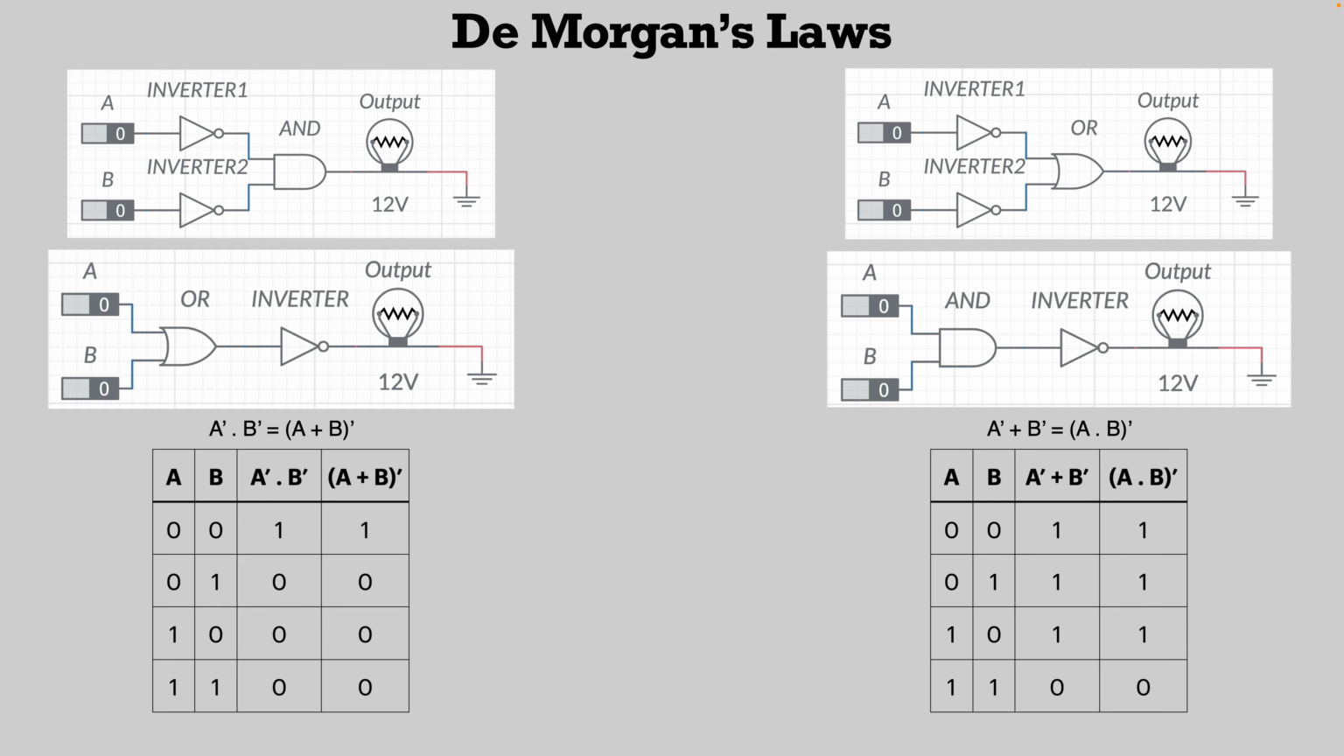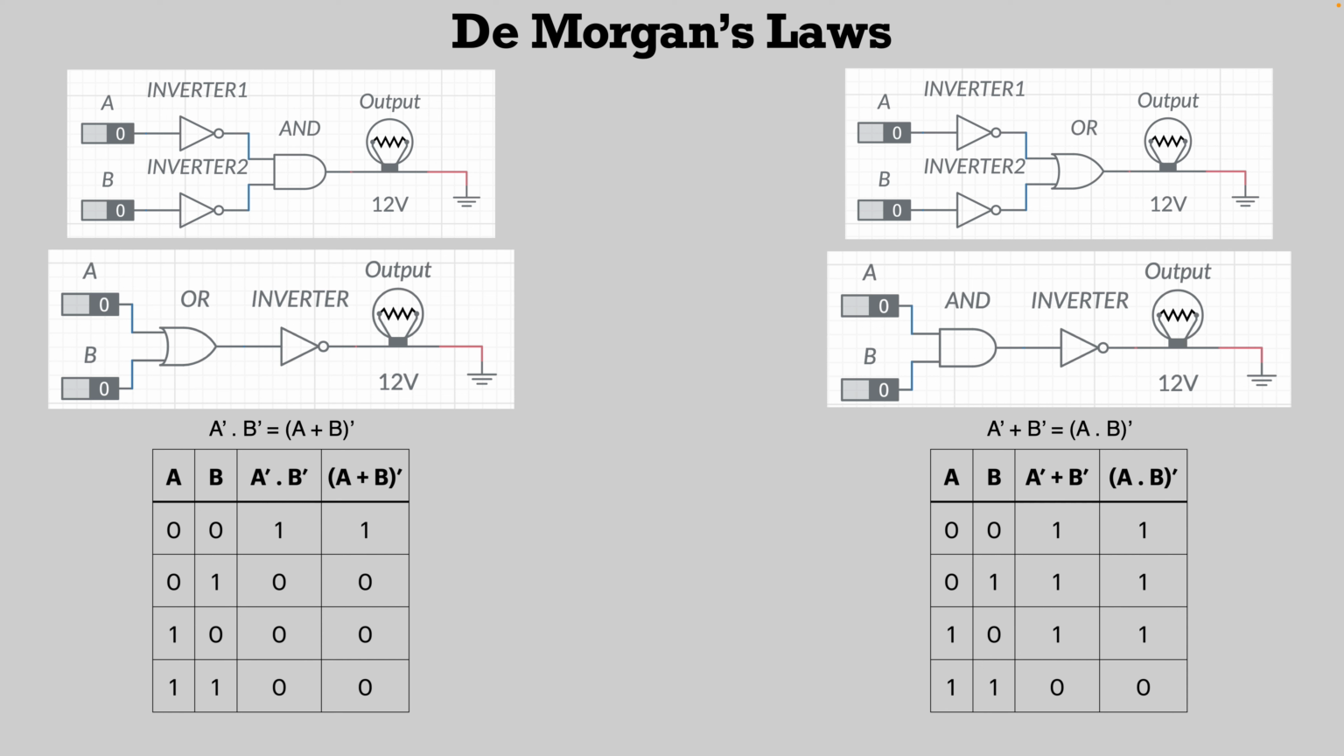And that brings us to De Morgan's laws. With De Morgan's laws, you're basically inverting a whole expression. When you invert the expression, not only are you inverting the variables A and B in this case, you're also inverting the sign. So if you invert an AND sign, it becomes an OR sign, and the same way, reversed, if you invert an OR sign, it becomes an AND sign.